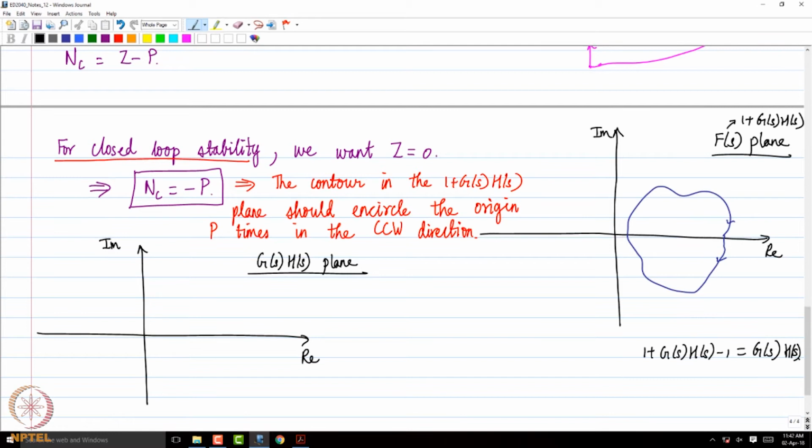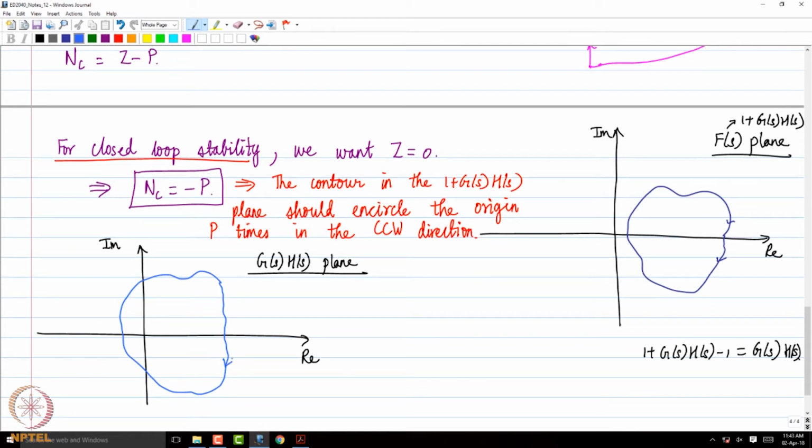Of course, this is very simple. Why am I writing it? Essentially what it means is that the contour in the 1 plus G(s)H(s) plane is shifted to the left by 1 unit as far as the real part is concerned. So you take all the points in the 1 plus G(s)H(s) contour and shift the real part of all the points by 1 to the left. That means you are subtracting 1, then you will get the corresponding contour in the G(s)H(s) plane. Let us say that contour is something like this, a similar shape.